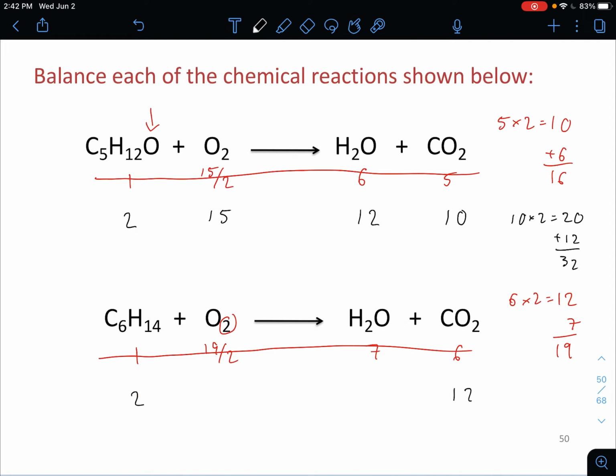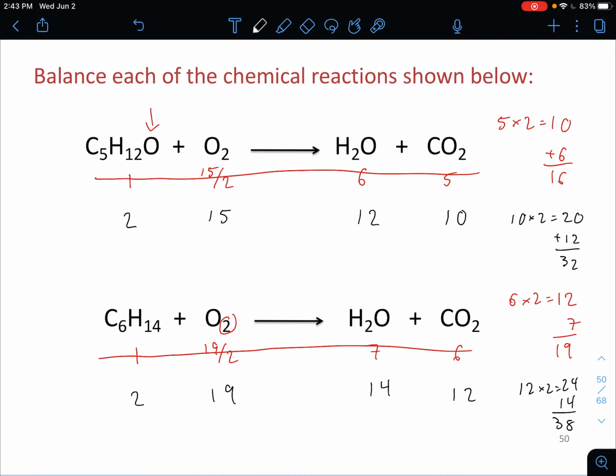That's 12 carbons, so 12 CO2. Then 14 times 2, 28 hydrogen, so the water needs a 14. And now it's going to be 12 times 2 is 24. Oh, sorry, 12 times 2 is, I said it right, wrote it wrong. 24 plus 14, that makes it 38. And so now that divides evenly by 2, so that'll be a 19.